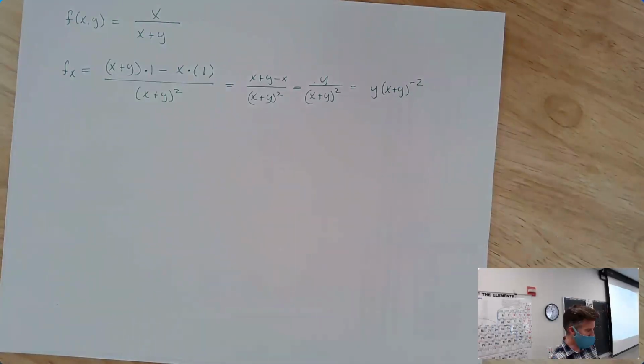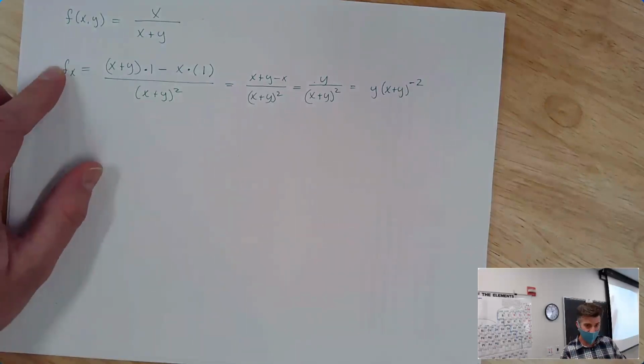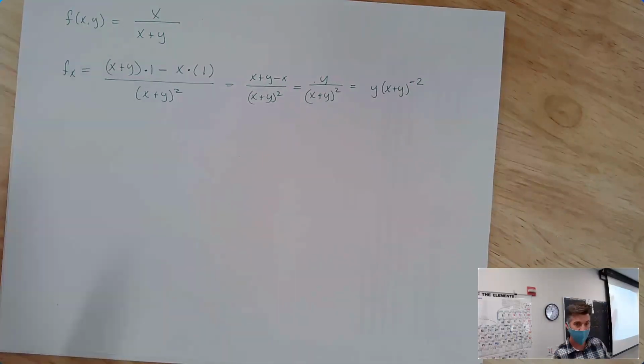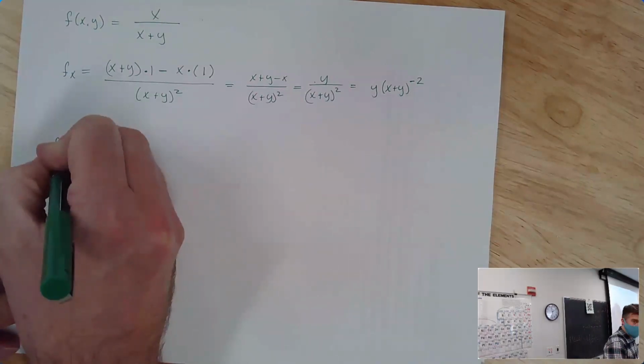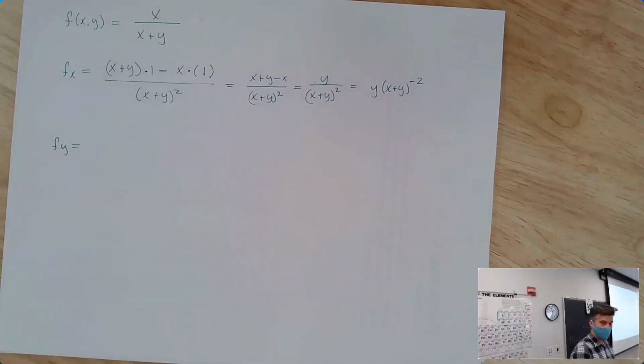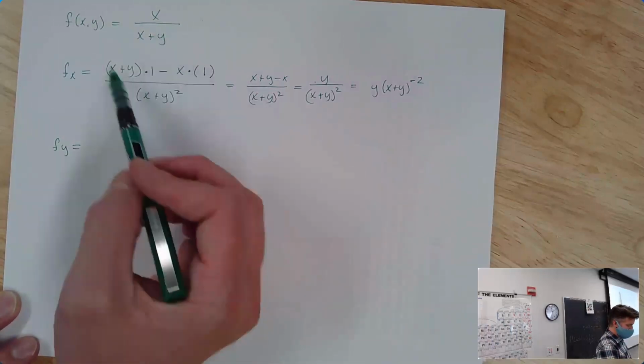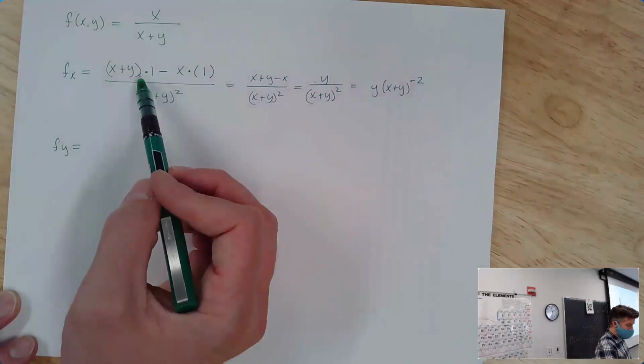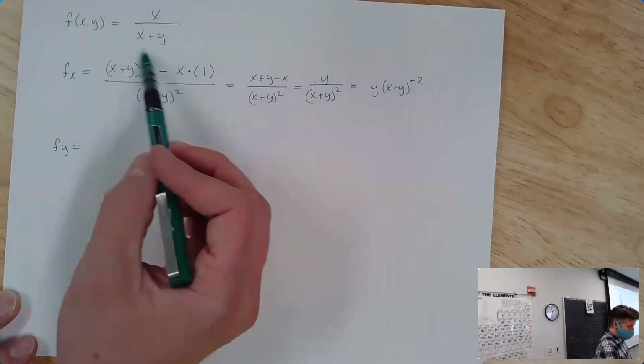How did you get that as the numerator? So you mean the x plus y minus x there? So I'll just reiterate, use the quotient rule. It's the bottom times the derivative of the top, which is 1, minus the top times the derivative of the bottom, which is also 1.